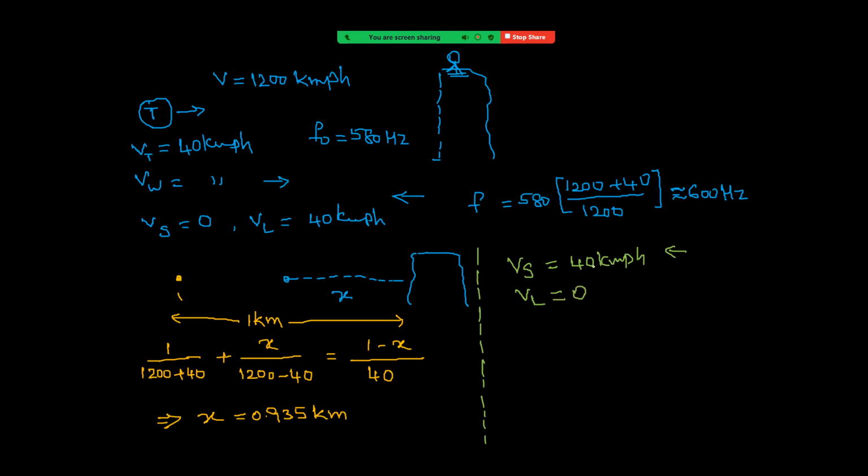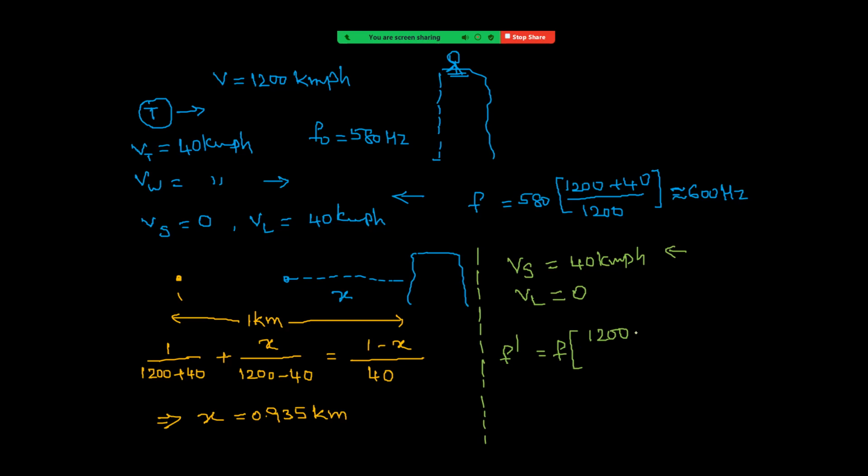That means a source moving towards a stationary listener, right? Then write this frequency as f dash equal to f into, now the velocity of sound, that is 1200.